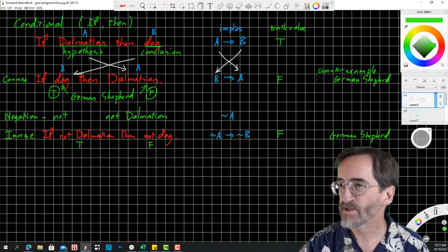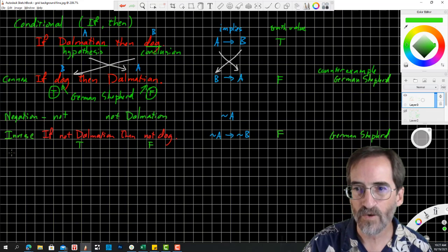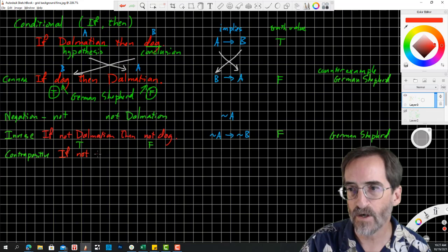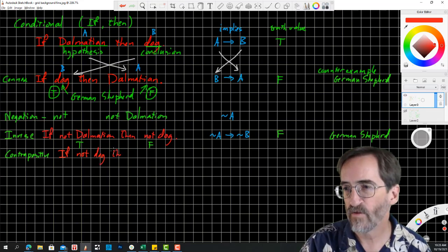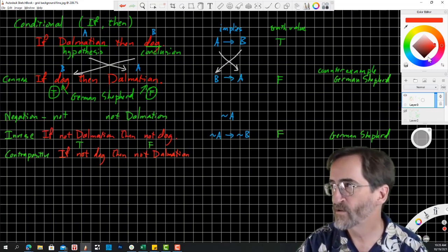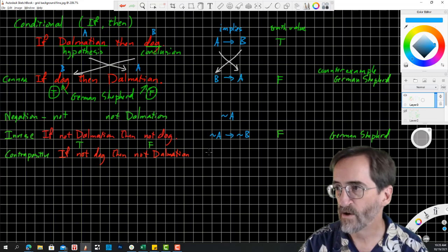Okay? Let's go on with one more. There's one more word here we need to know. Contrapositive. And here's what the contrapositive of the original statement looks like. If it is not a dog, then it is not a Dalmatian. If it is not a dog, then it is not a Dalmatian. The symbols for this are not B implies not A.